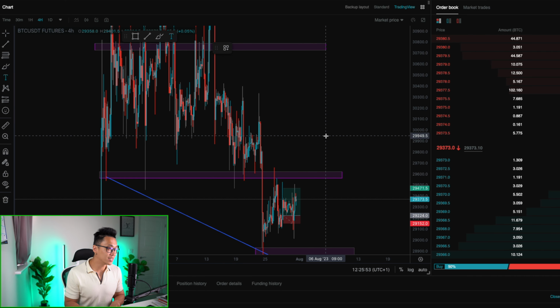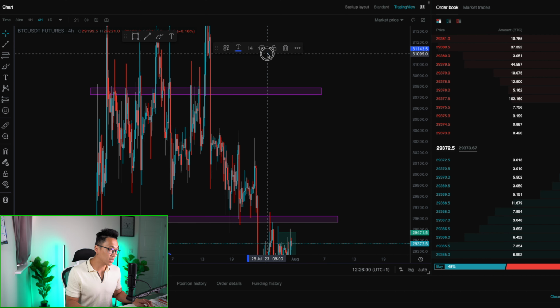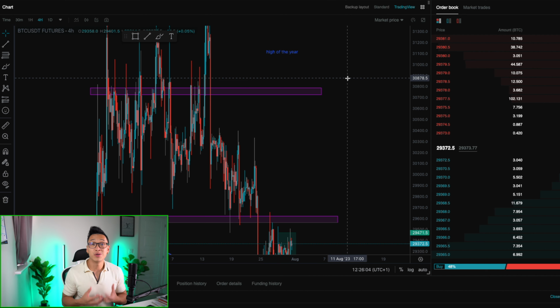Also, the last but not least is the text. So the text would be just like an S, so we can see this as a major S, or as a support, or I can say high of the year. And it just makes the chart really simple to see and really simple to understand.